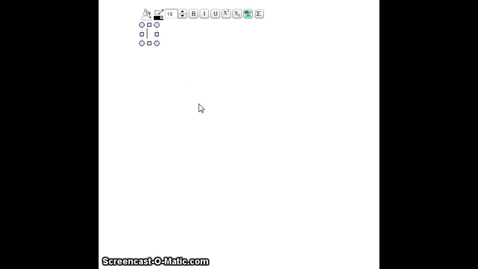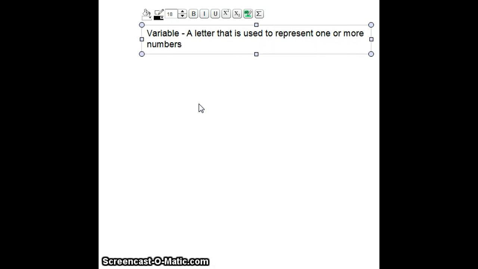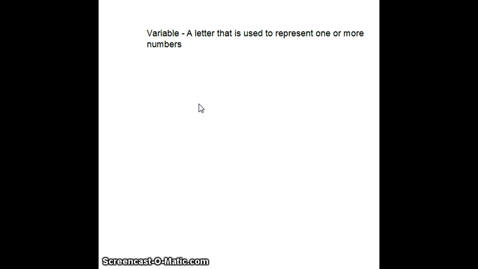Now, first of all, one of the most basic concepts within algebra is the idea of a variable. In order to understand a variable, we have to know exactly what it is. In basic terms, a variable is a letter that is used to represent one or more numbers. The numbers are the values of that variable. A variable expression would be a collection of numbers, variables, and operations.